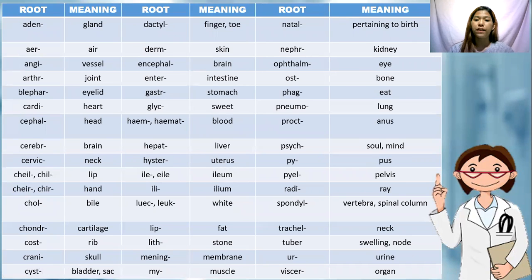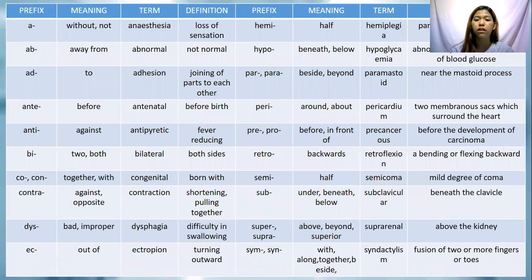Next is the prefix. A prefix is in front of a word root in the medical terminology. It usually defines some subdivision or part of the central meaning. For example, a or an means without or not. For example, in the medical terminology anesthesia, which means loss of sensation, the prefix is the a.